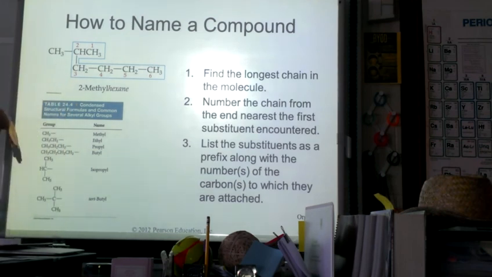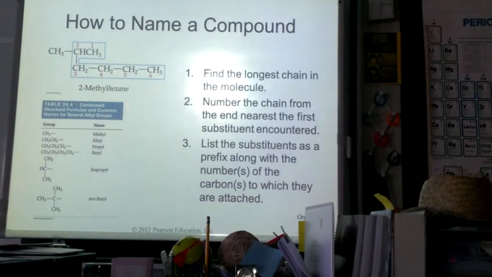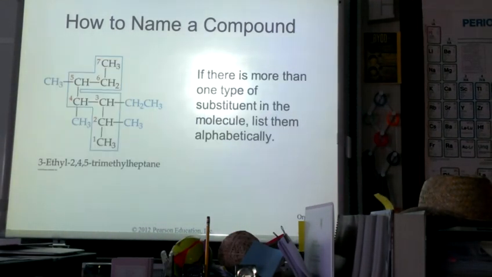So that's just an example of how we're going to name an organic compound. Okay, same thing here. If there's more than one substituent group, we're going to list them alphabetically. I think we're at about 13 minutes. So we got through just the rules of naming these organic compounds, and we got through at least one example.